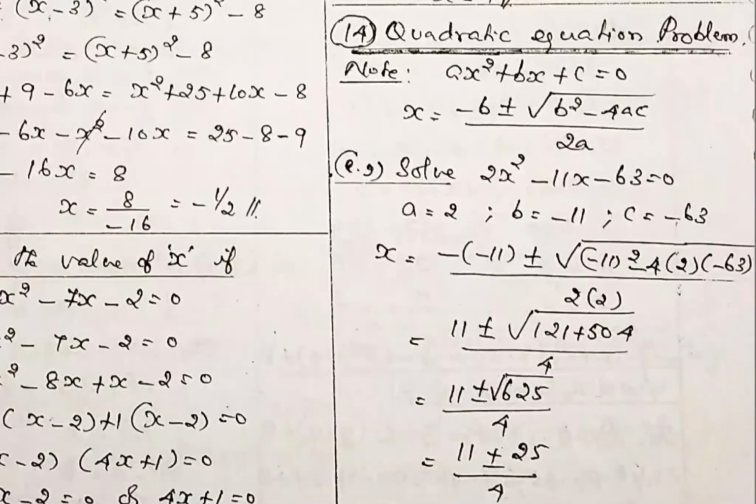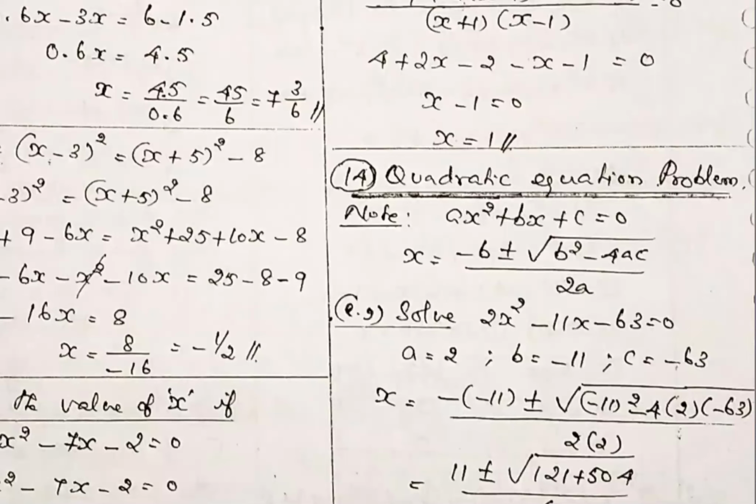ax square plus bx plus c is equal to 0. This is a quadratic equation. Find out the roots, that is the x values. Two x values, how to find out? There is a ready-made formula: x equals minus b plus or minus root b square minus 4ac, the whole divided by 2a.